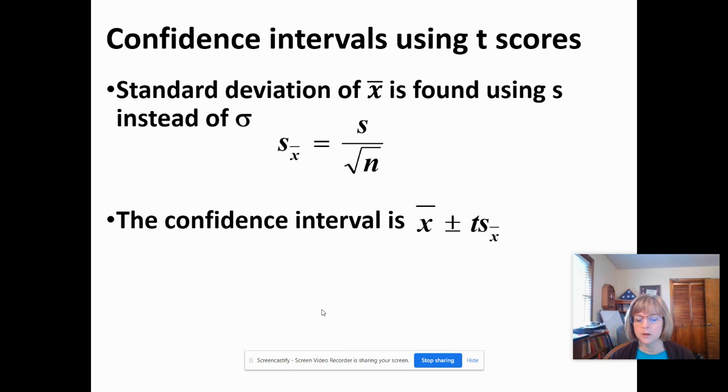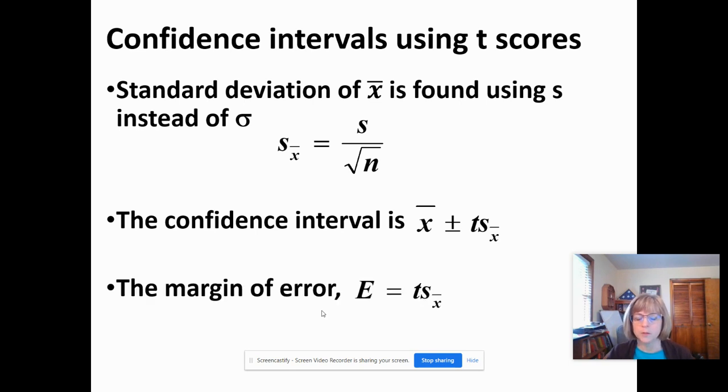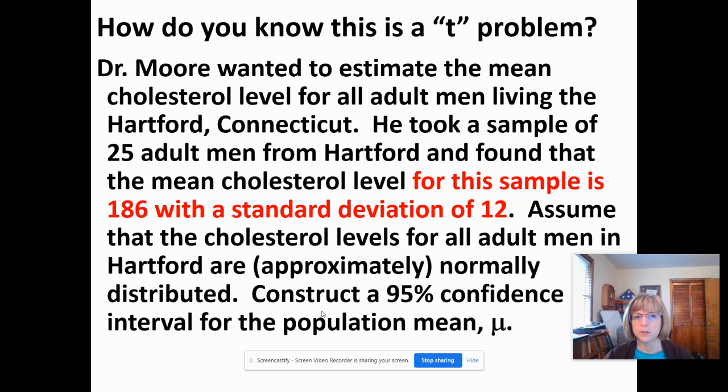X bar is still our point estimate. T times s of x bar is still called a margin of error, but it's a t-score instead of a z-score, and we don't have a population standard deviation of x bar, we have a sample standard deviation of x bar, which is found by taking s over the square root of n. That is the standard deviation of the sample divided by the square root of the sample size. So again, our margin of error is still what we're adding and subtracting.